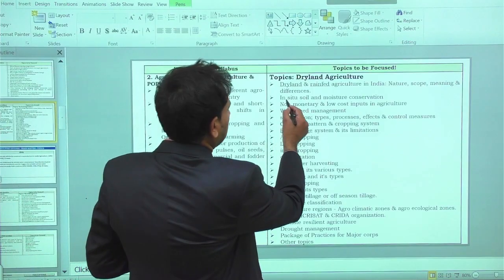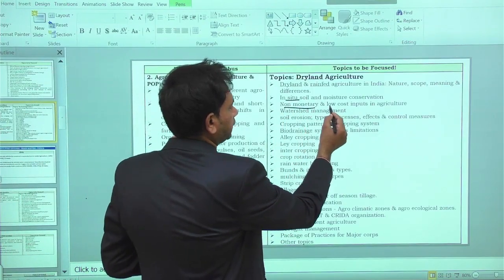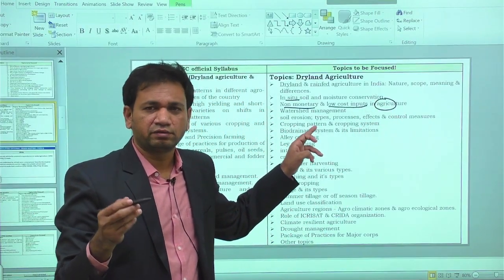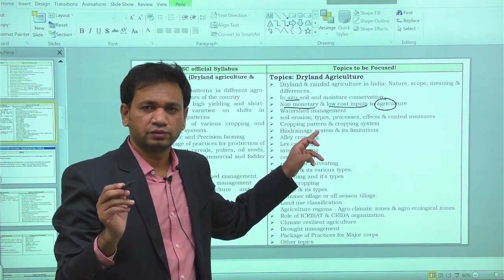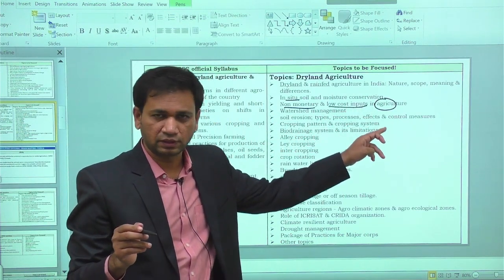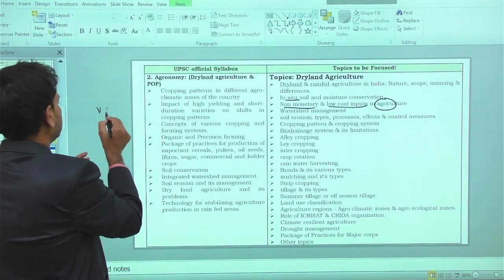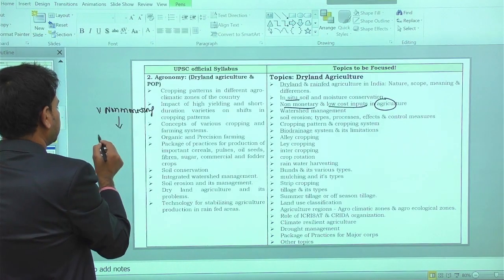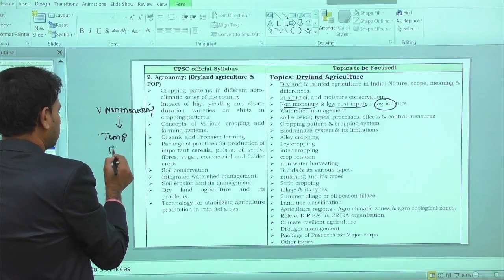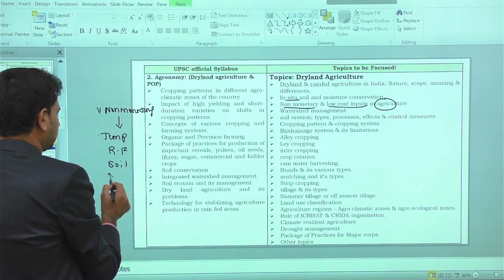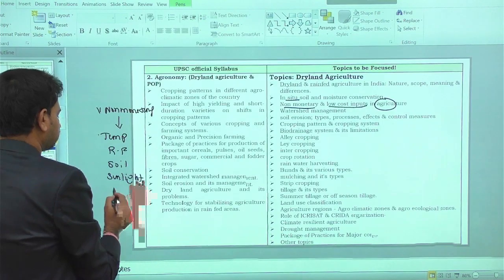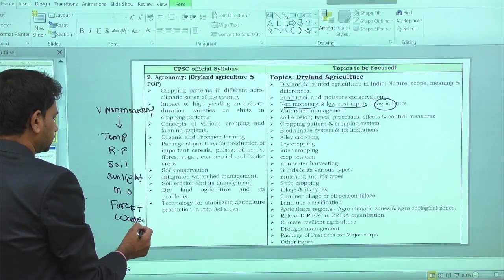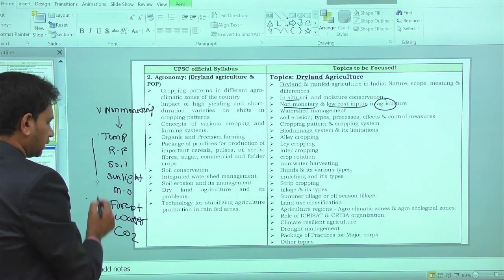Then we have another syllabus topic called non-monetary inputs and low-cost inputs in agriculture. Non-monetary means without paying money. Naturally, we are getting some kind of input, and that input has economic significance in agriculture. Non-monetary inputs include temperature, rainfall, soil, sunlight, microorganisms, forest, water, CO2, right? And another is solar radiation.